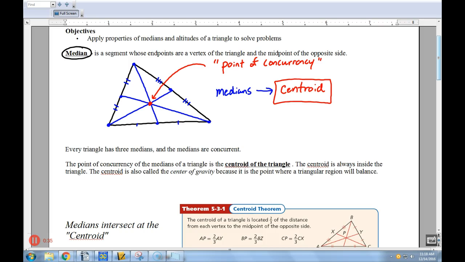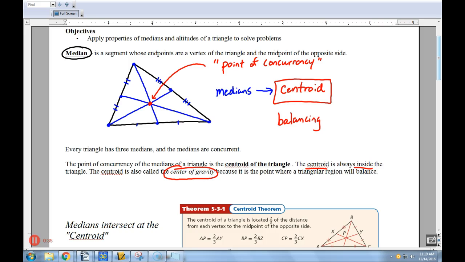Now, yesterday we learned that the circumcenter was equal distance from the vertices, or from the corners. We learned that the incenter was equal distance from the walls or the sides of the triangle. This point's pretty special itself, and down here if you look below, it says the centroid is always inside, so it's always going to be on the inside of the triangle. And it's also called, and this is important in physics, the center of gravity. So the centroid is the balancing point. It's where if I wanted to cut that out of metal and put it on my finger, I could spin it right around that centroid.